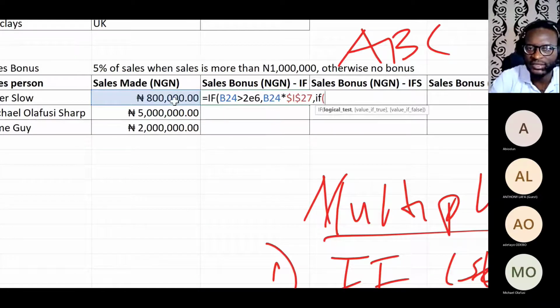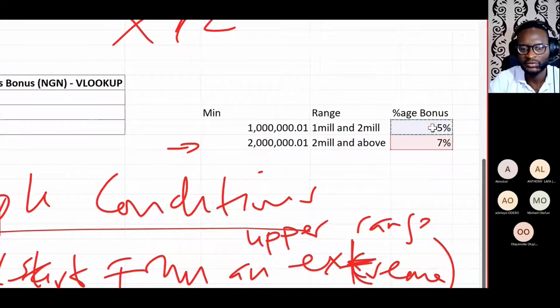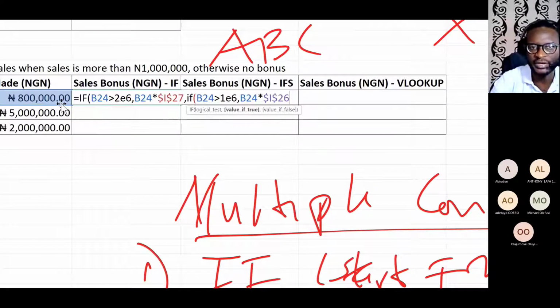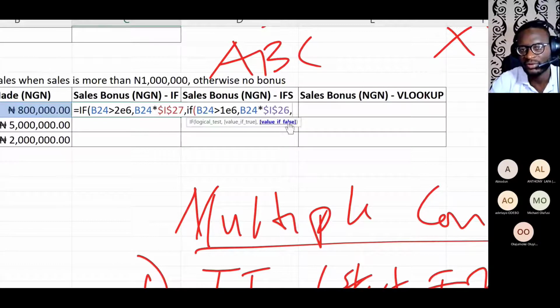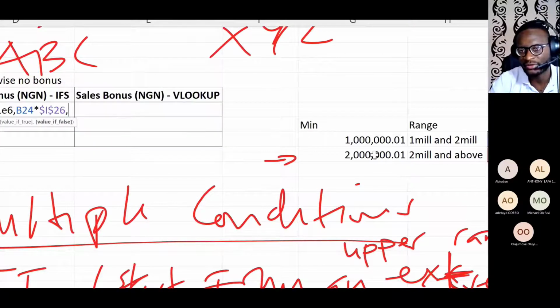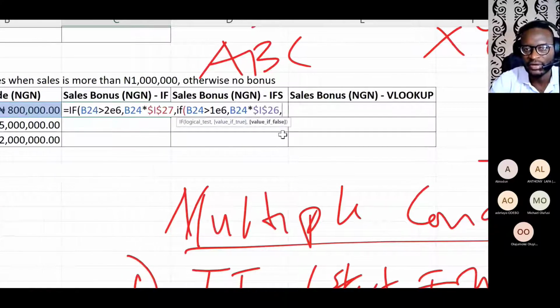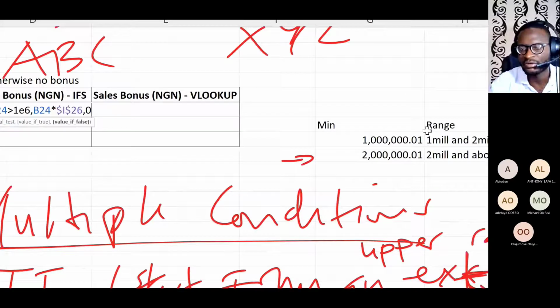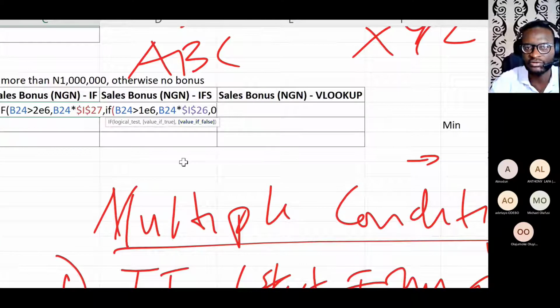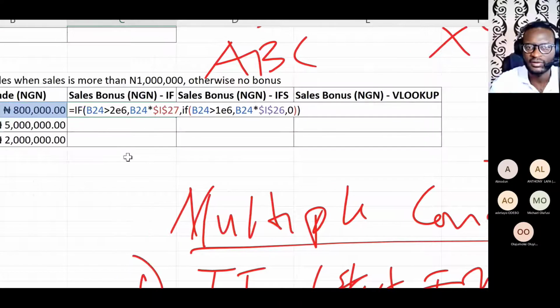So that's going to be now again, is it greater than 1 million? Right? If the answer is yes, then this times this bonus. Okay. And I close the bracket. Well, in this case, before I even close the bracket, if the answer is no, you are not greater than 2 million. You are also not greater than 1 million. So what happens? It means that you are obviously not going to get any bonus. Okay, so the bonus will be 0. And then I close the brackets. So this is if.